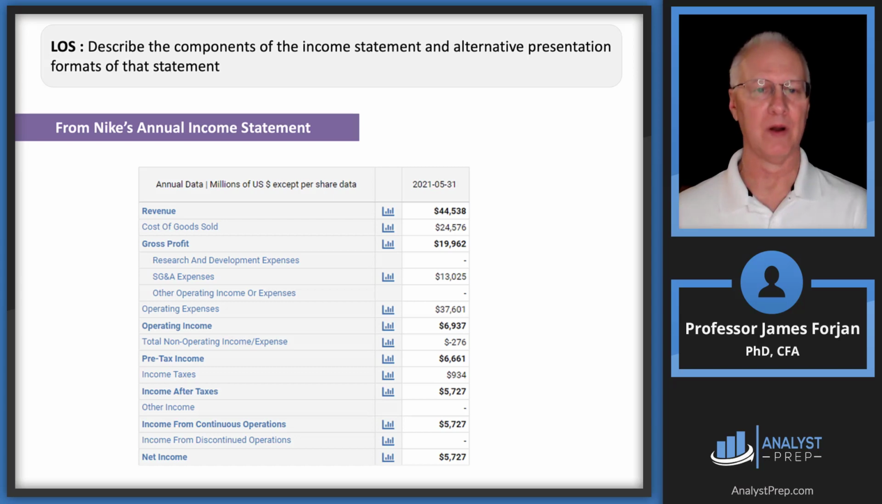Then you have labor and all sorts of other costs. And think of those costs of goods sold. If we were in a managerial accounting class, those would probably be variable costs. So if you subtract those two, 44 minus 24, you get somewhere around 20. And that's called the gross profit.